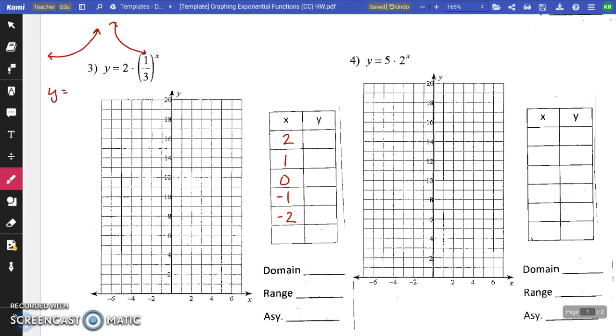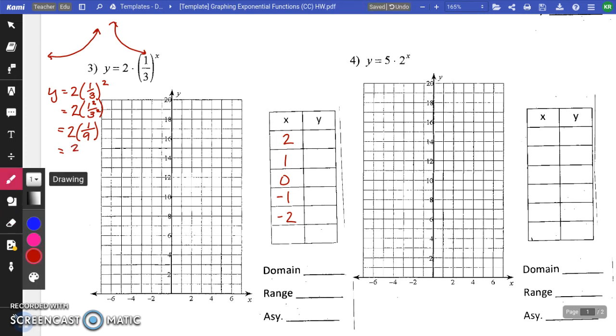So literally all I'm going to do is put in a 2 for the x, for the exponent. So then when I do 1/3 squared, well, what happens is 1 gets squared and then 3 gets squared. So this turns into 1 squared is 1, 3 squared is 9. So this is 2 ninths. So first ordered pair is 2 and then 2 ninths.